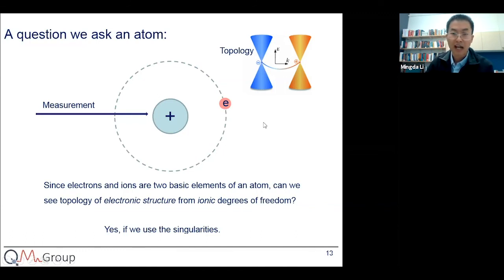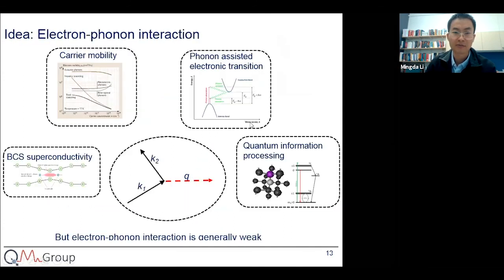So to see how that works, we know that the ionic degrees of freedom, the basic quasi-particles, are phonons, and when they link to electronics, they are linked by electron-phonon interaction. Electron-phonon interaction is really ubiquitous in many materials, such as in determining resistivity in metals, carrier mobility in semiconductors, and it can also assist with some electronic transitions, quantum information processing in the diamond NV center, or even conventional phonon-mediated superconductors.